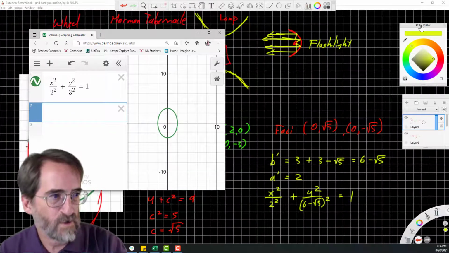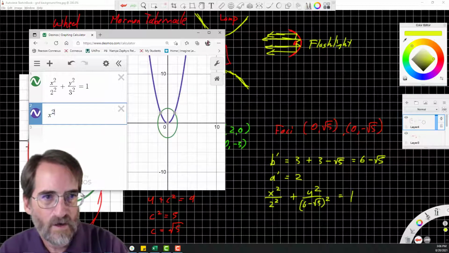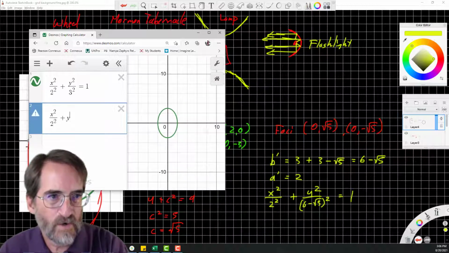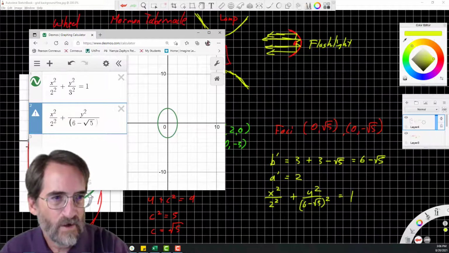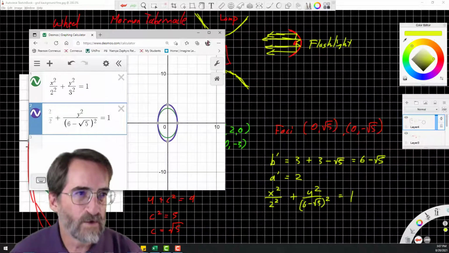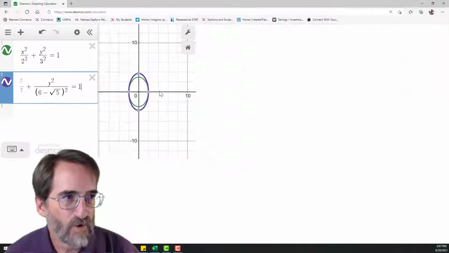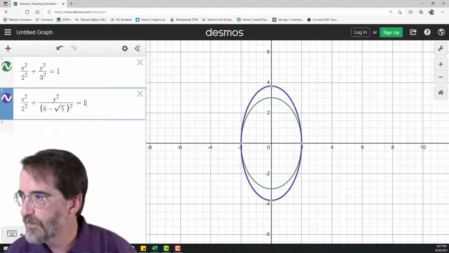Okay, we're going to leave the original on there. So x squared over 2 squared plus y squared over, and I'm just going to put (6 minus square root 5) squared equals 1. Okay, and so just as we demonstrated earlier, the ellipse is longer. It's made it longer and skinnier.